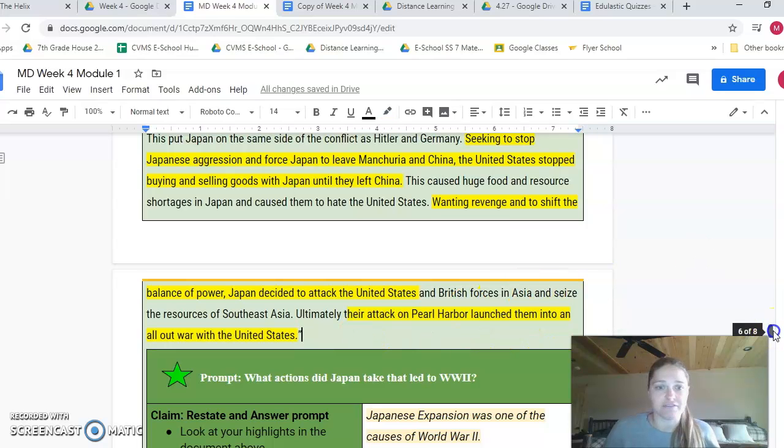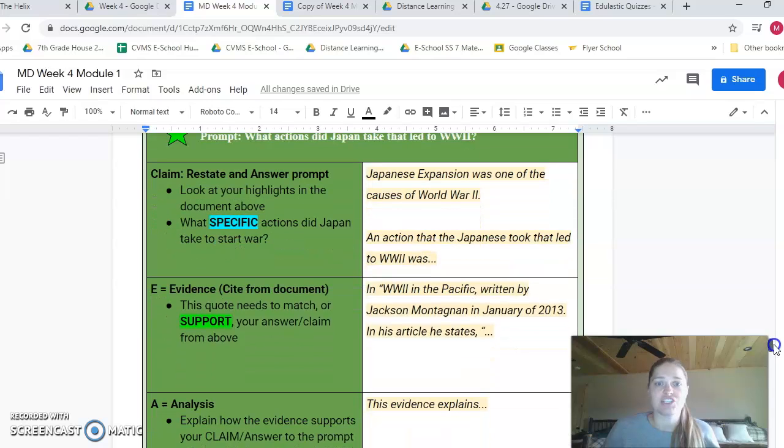So we're going to go now further down here. It says, what actions did Japan take that led to World War II? So you have your claim, evidence, and analysis. If you look here where it says Japanese expansion was one of the causes of World War II, that's going to be your context sentence. So now you need to say an action that the Japanese took that led to World War II was, and you are going to say, what is one of the things that they did that led to World War II? You can talk about their Japanese expansion into other countries. You can talk about how they were not allowed to trade with the United States. You can talk about how they actually attacked the United States.